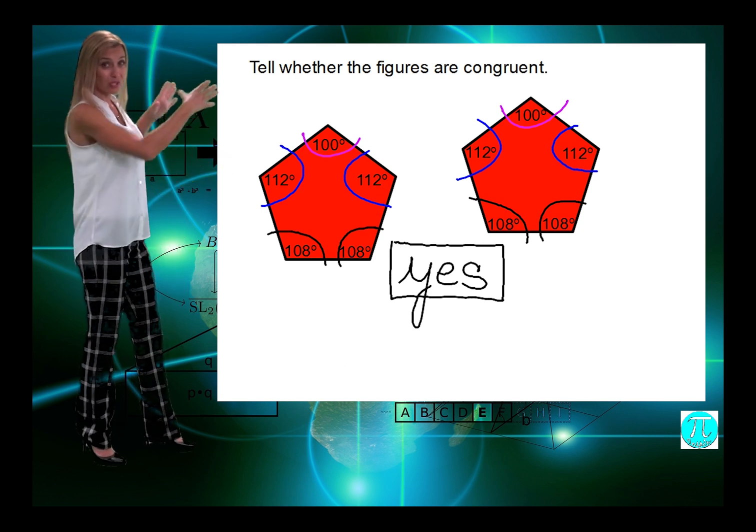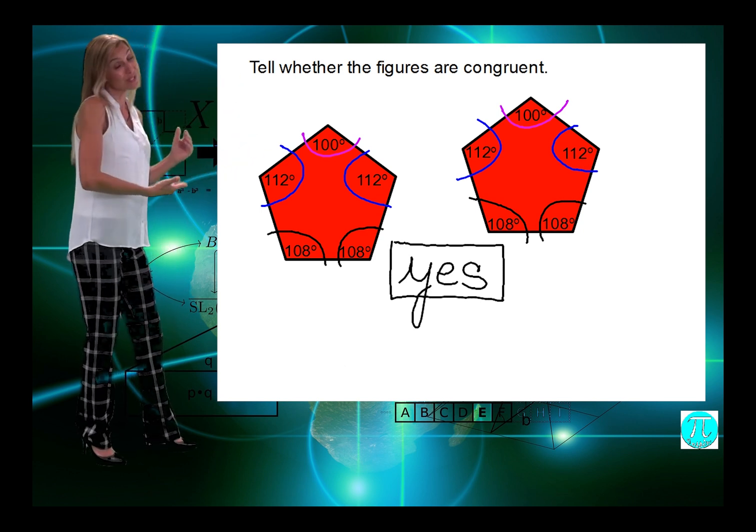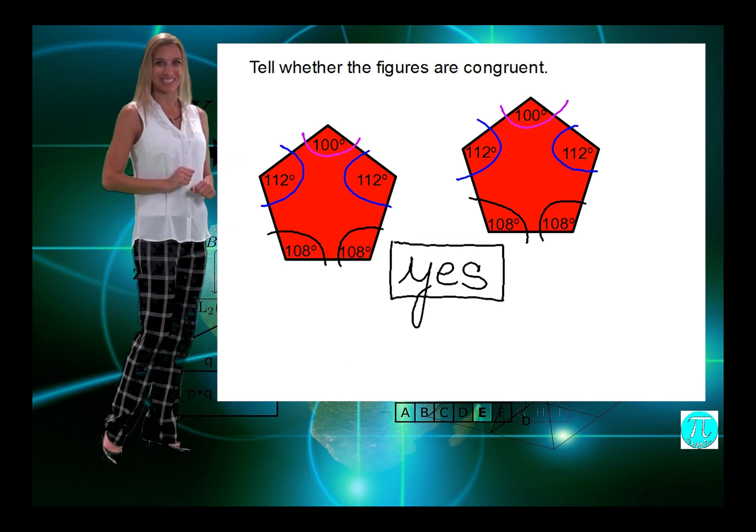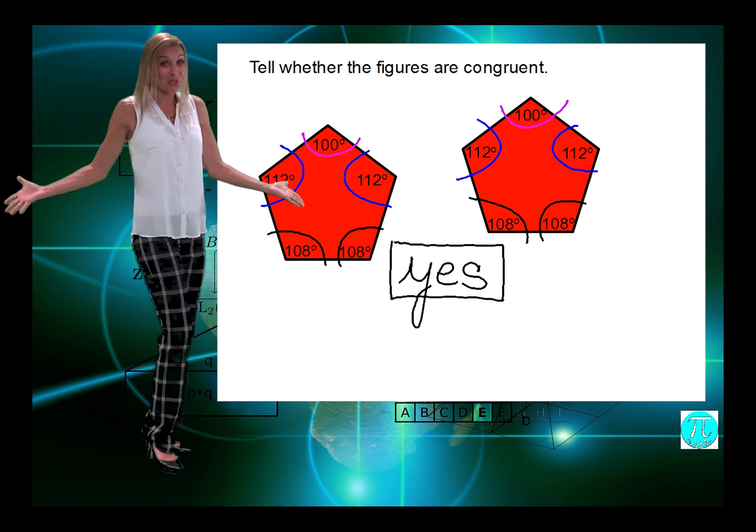And if you also look, their sides are congruent. They have the same side measures. These two figures, yes, are congruent. And that's all true congruency.